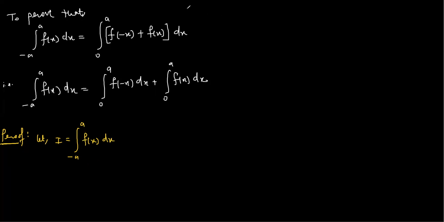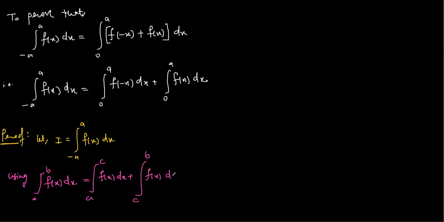Now I use the property where I break the interval into two intervals. Using a to b f of x dx equals a to c f of x dx plus c to b f of x dx. Okay, I use this and see what we get.